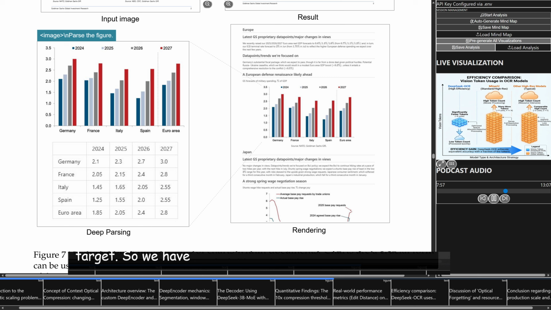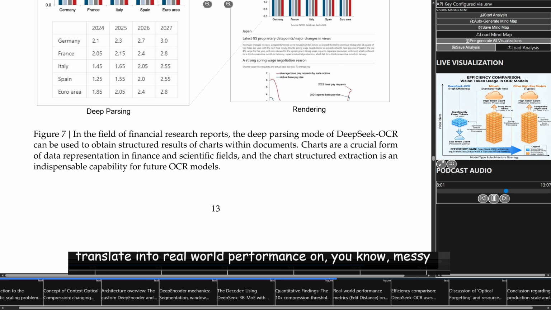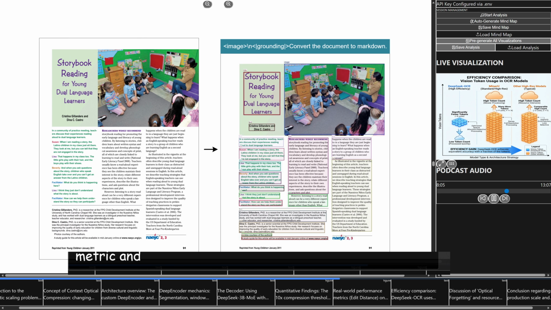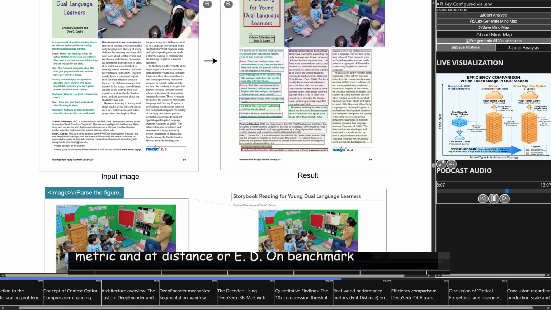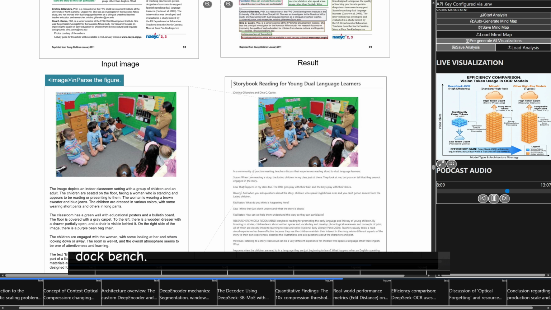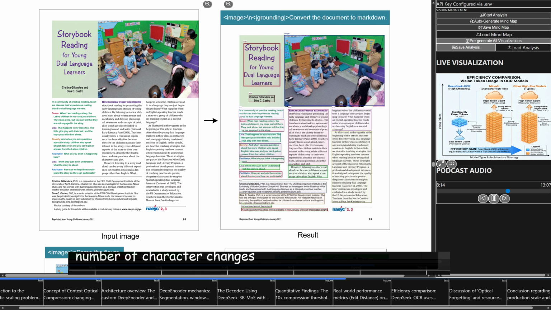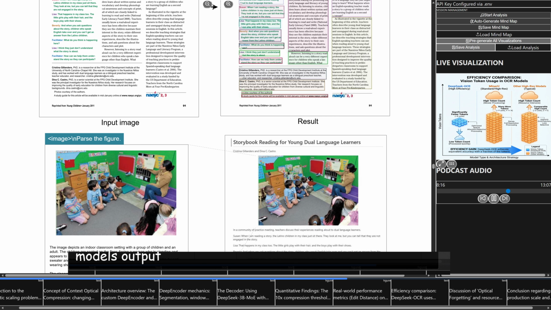So we have the theoretical limit. How does this translate into real-world performance on messy document parsing tasks? For that, we shift to a different metric, edit distance, or ED, on benchmarks like OmniDocBench. Edit distance is basically an error score. It's the minimum number of character changes you'd need to make to fix the model's output. Lower is better.